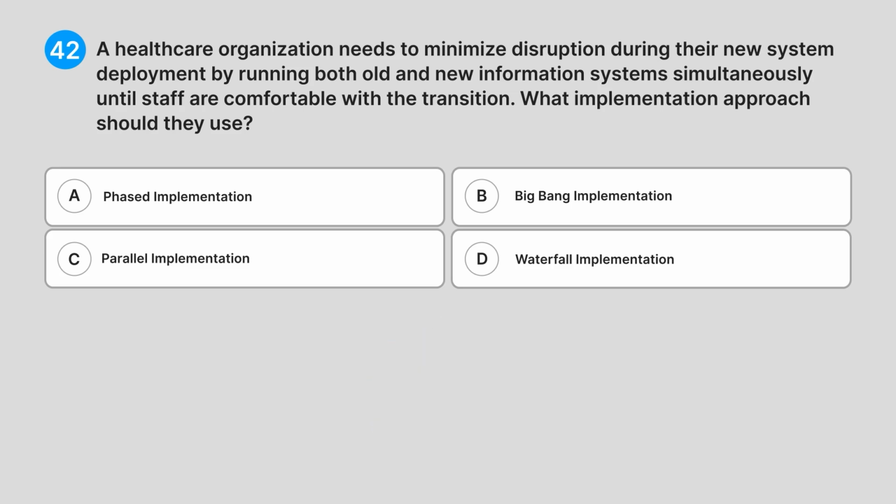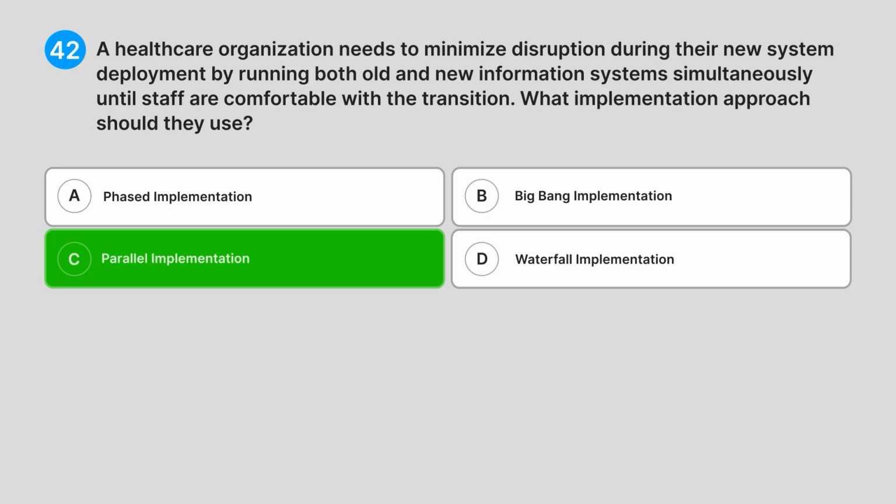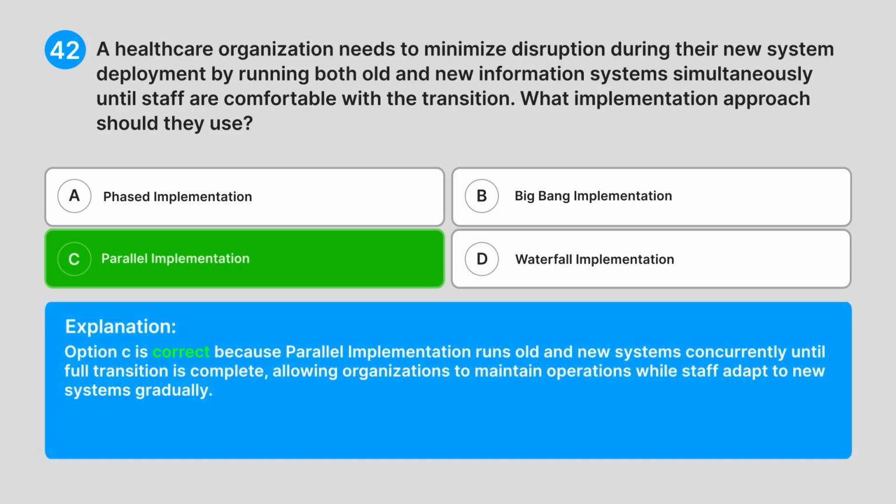Correct answer, C. Parallel implementation. Explanation. Option C is correct because parallel implementation runs old and new systems concurrently until full transition is complete, allowing organizations to maintain operations while staff adapt to new systems gradually.